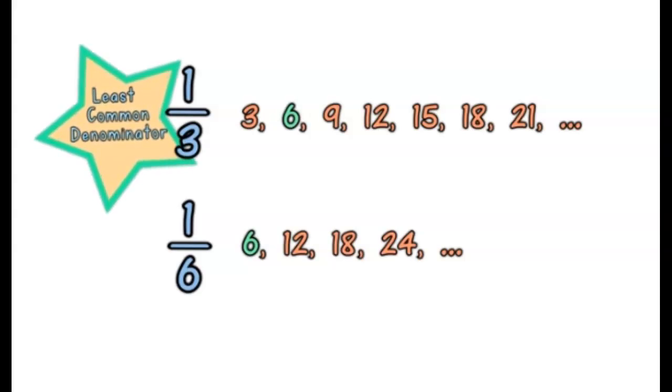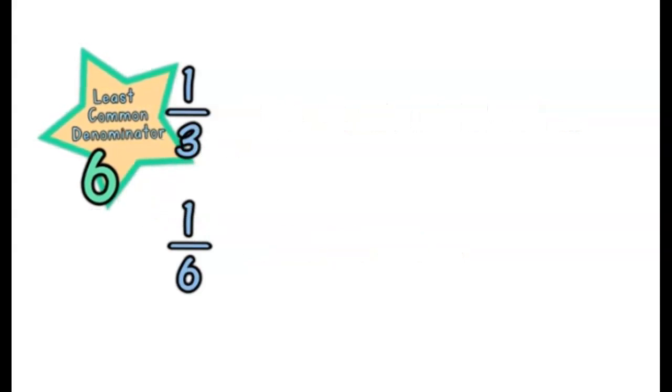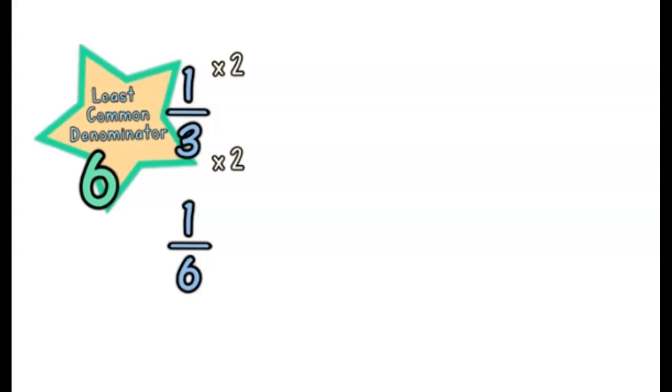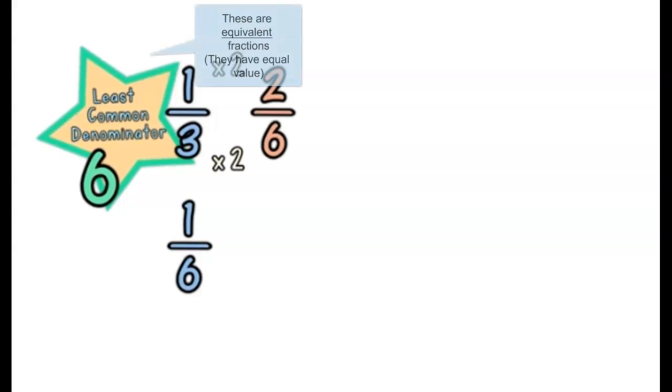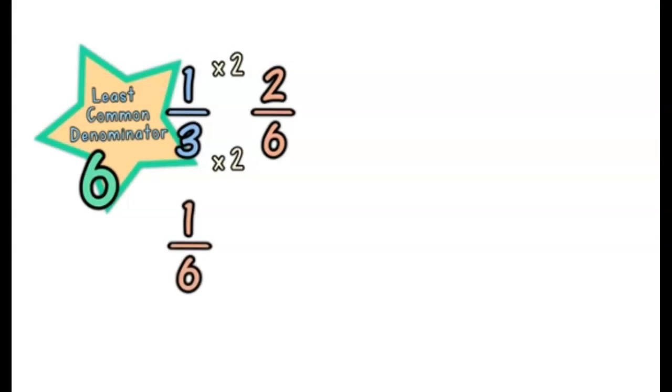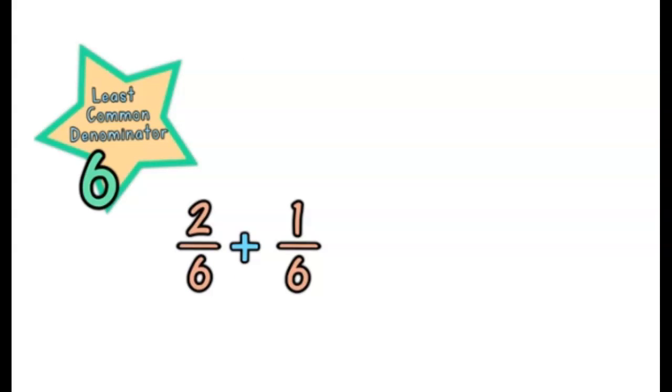So let's try using it. We want both to have 6 slices. When we multiply top and bottom of 1/3 by 2, we get 2/6. 1/6 already has a denominator of 6. And our question now looks like 2/6 plus 1/6 equals 3/6.